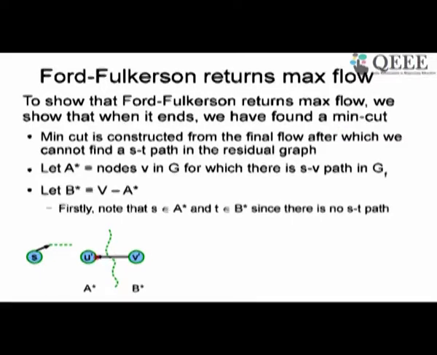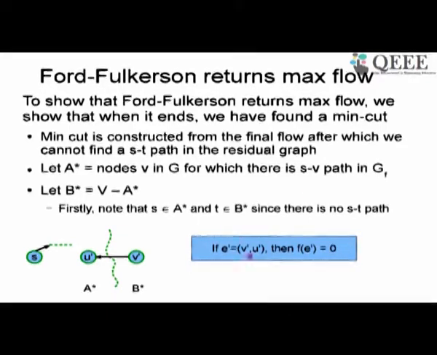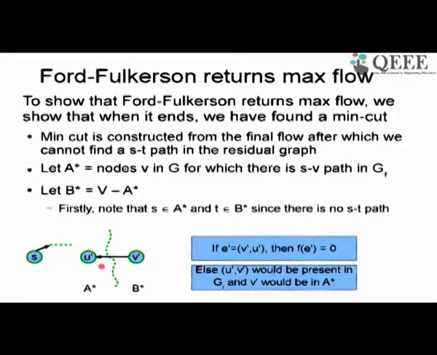Similarly, if there is a backward edge from V prime to U prime, I am claiming that this edge has 0 flow, which means that its weight in the residual graph is 0, so it is not there in the residual graph. Why is that? Because if the flow does not assign a 0 value to this edge, then there will be a dotted undo edge. If this flow f_e prime were greater than 0, then I would have put an undo edge from U prime to V prime.